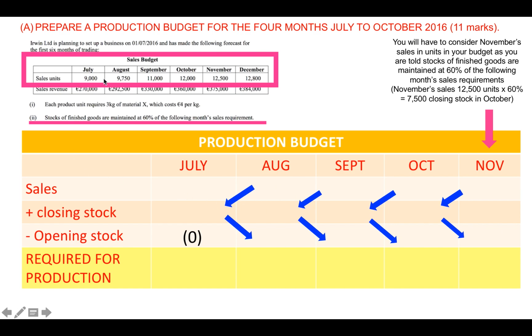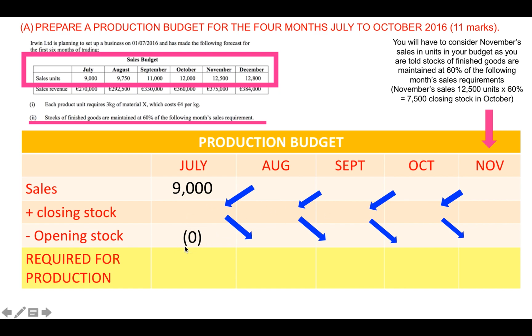Okay, so looking at the production budget, we're going to put the sales figures across the way. So we'll have 9,750 here, 11,000 here, 12,000 here, and 12,500 here, which is all coming from that. Why are we thinking about November? We have to think about November sales in units, as we are told the stocks of finished goods are maintained at 60% of the following month's sales requirements. So November's 12,500 units, we need to multiply that by 60% to know what our closing stock needs to be in October. So July, we have just 9,000 units there.